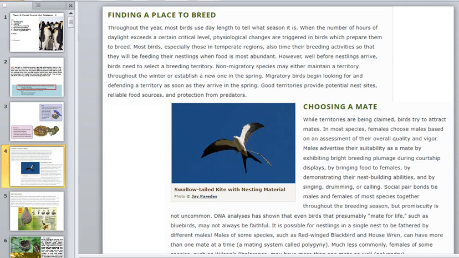However, before nest laying arrives, birds need to select a breeding territory. Non-migratory species may either maintain a territory throughout the winter or establish a new one in the spring, and migratory birds begin looking for a territory as soon as they arrive in the spring. And good territories provide potential nest sites, reliable food sources, and protection from predators.